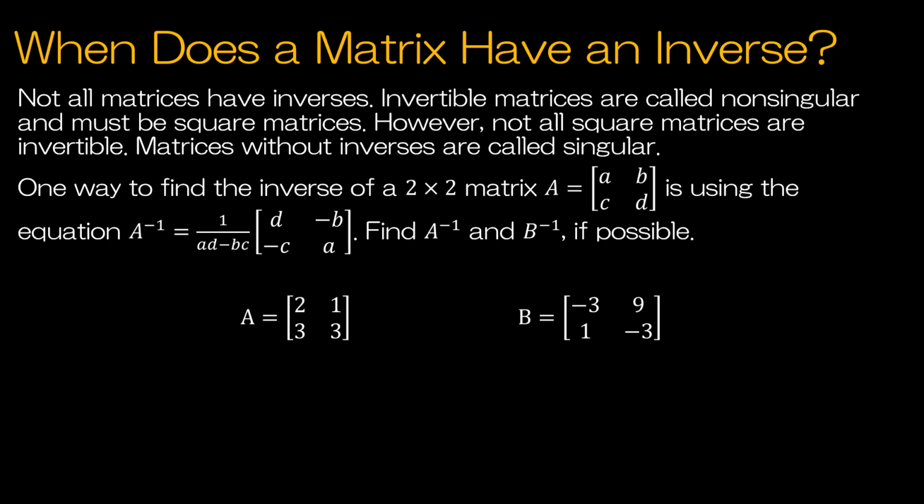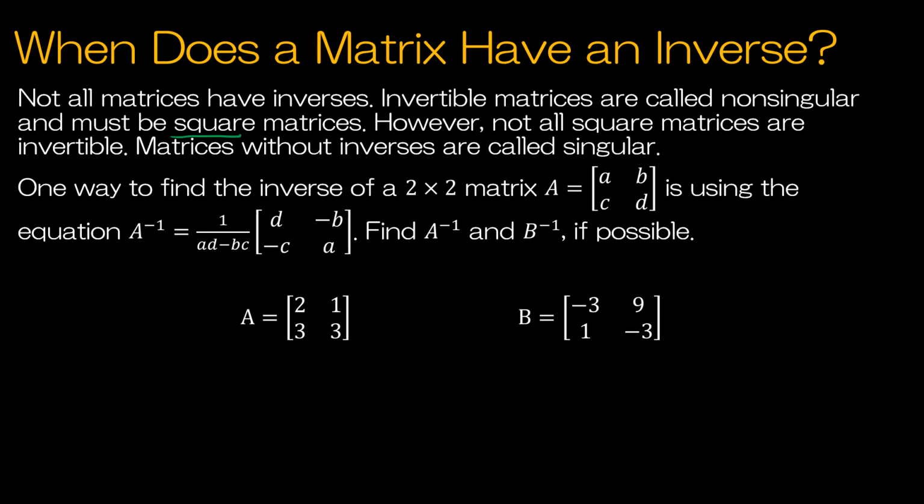First, it's important to understand that not all matrices have inverses. Invertible matrices are called non-singular and must be square matrices. So if it's not a square matrix, it doesn't have an inverse. But not all square matrices are invertible. If it's not invertible, it's called singular or non-invertible.